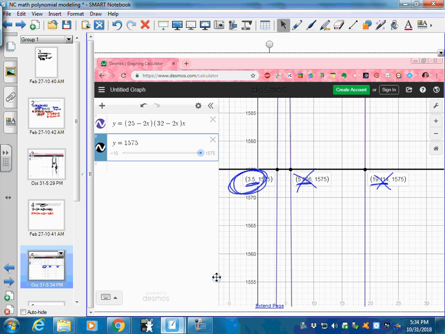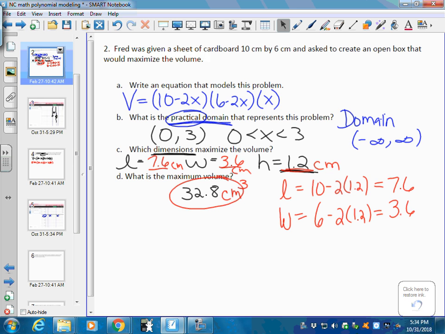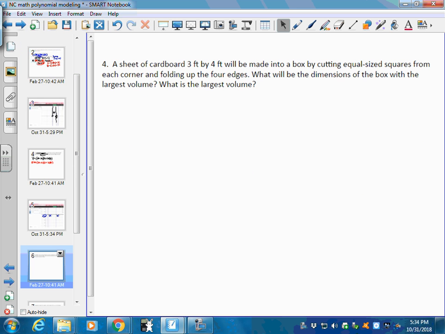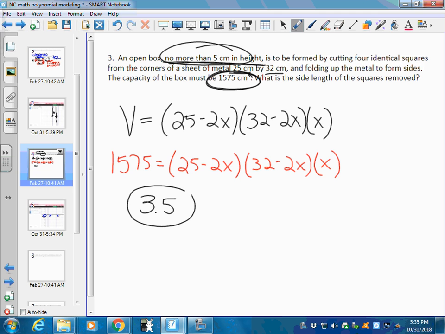Okay? So 3.5 is going to be our height. Hold on. No, wrong one. Here we go. Okay. Because it said no more than 5, so 3.5 is the one that works. Centimeters. And that's all they ask for, what is the side length of the squares, and that's 3.5. Okay.